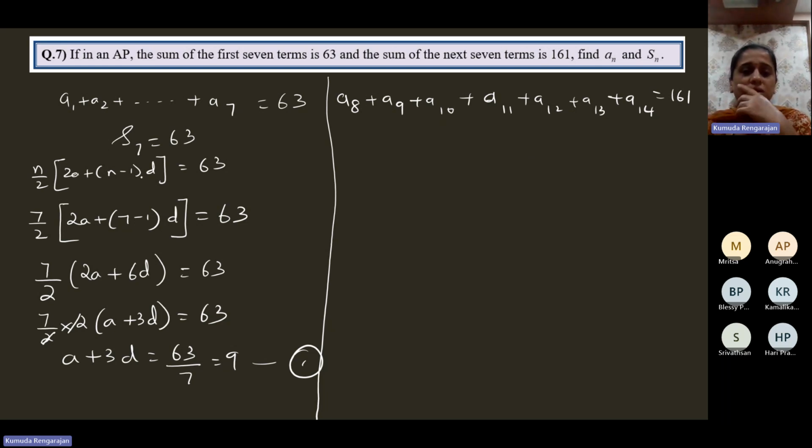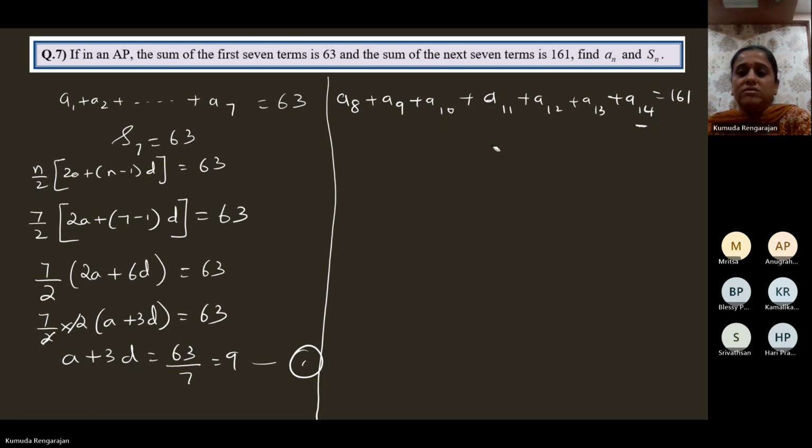So again, you can use the same formula. We cannot write S14 here because S14 means the sum of the first 14 terms, A1 plus A2 plus A3 till A14. The sum of all the terms from the first to the 14th is S14. This is not the sum of the first 14 terms, it is a sum of the terms from the 8th to the 14th, so that cannot be represented with S14. We cannot write S7 also because S7 is the sum of the first 7 terms.